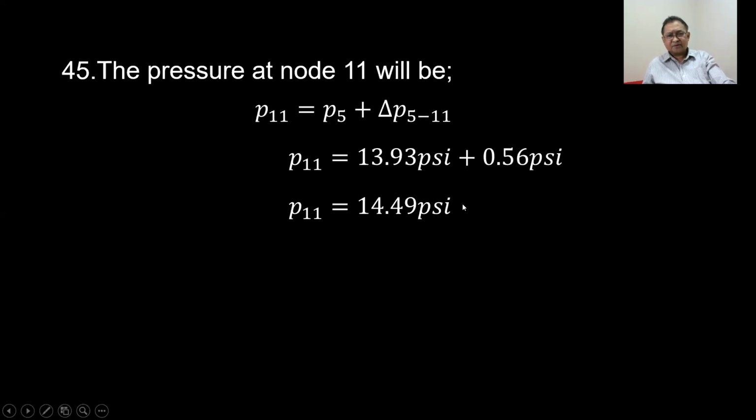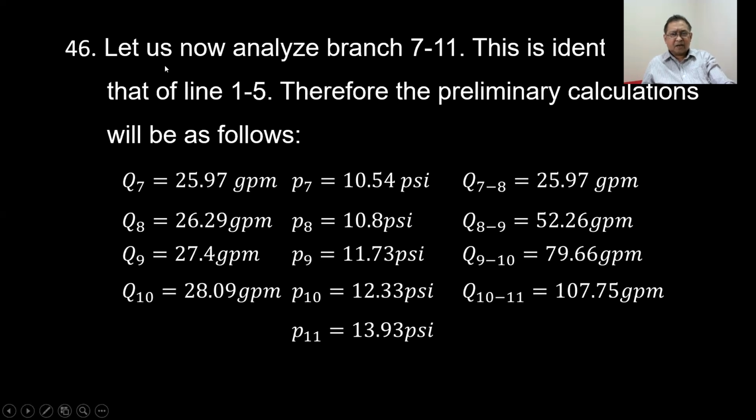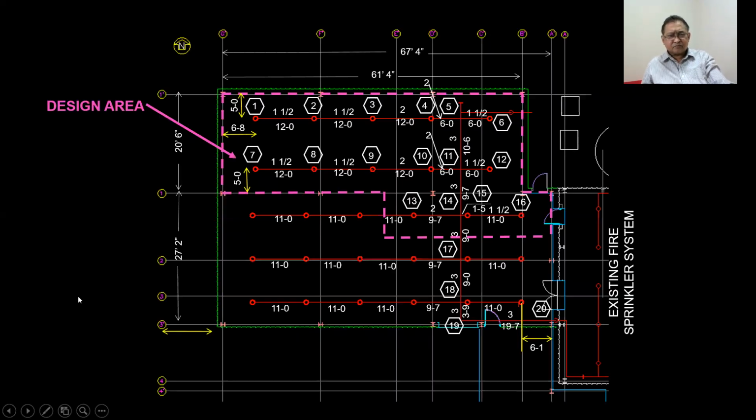And since we are going upstream, we add that pressure of 0.56 to 13.93, and the resulting pressure will be equal to 14.49. So again, we will plot it here in our table. Now, let us analyze the branch between node number 7 to node number 11. This is identical to that of line 1 to 5. Therefore, the preliminary calculations will be the same as what we did before. So these are the results here. That is identical.